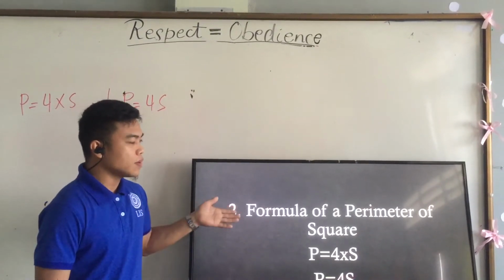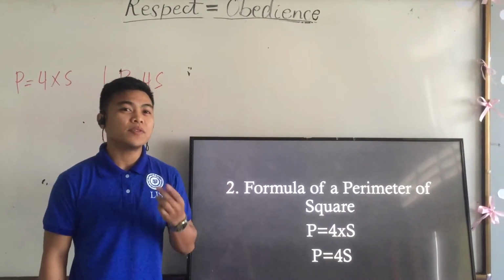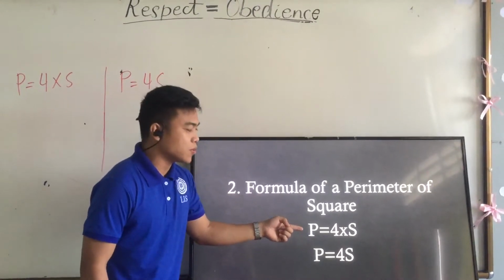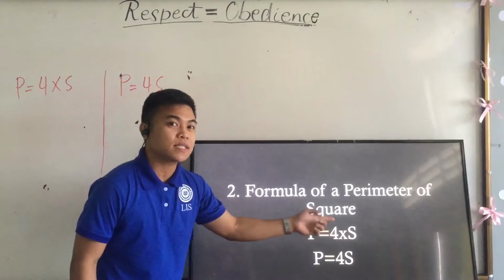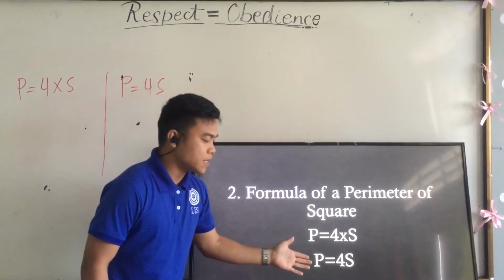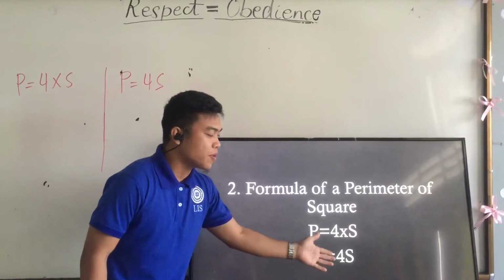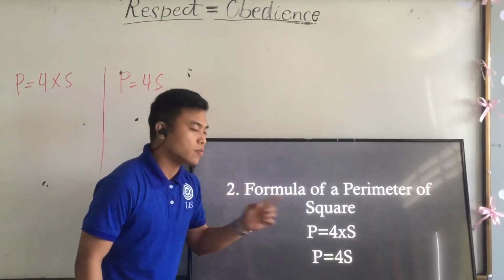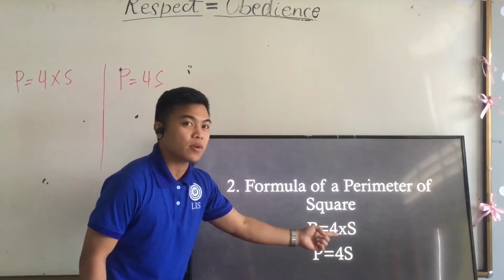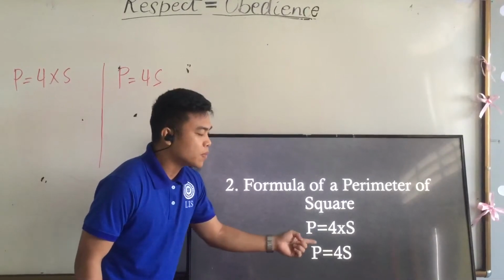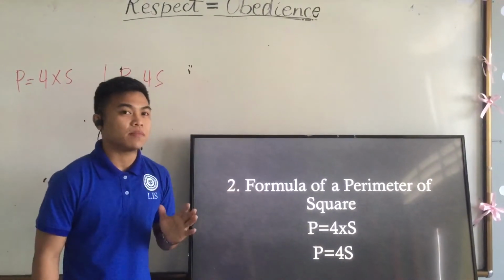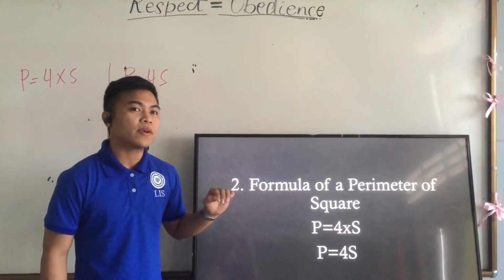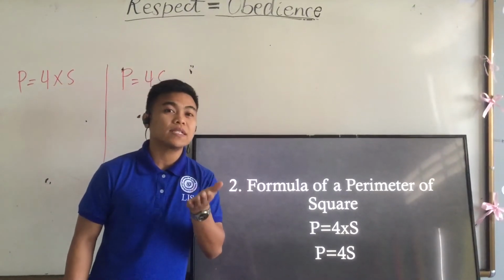Number two, in order to get the perimeter of a square, you have to know two kinds of formulas. Number one, P, which stands for perimeter, is equal to 4 times S, where S stands for side. Next is P, or perimeter, is equal to 4S. The difference between the two is that formula number one uses a multiplication symbol or the letter X, and number two doesn't use any symbol. However, the number 4 and the letter S are written side by side, therefore it is expressed in multiplication.